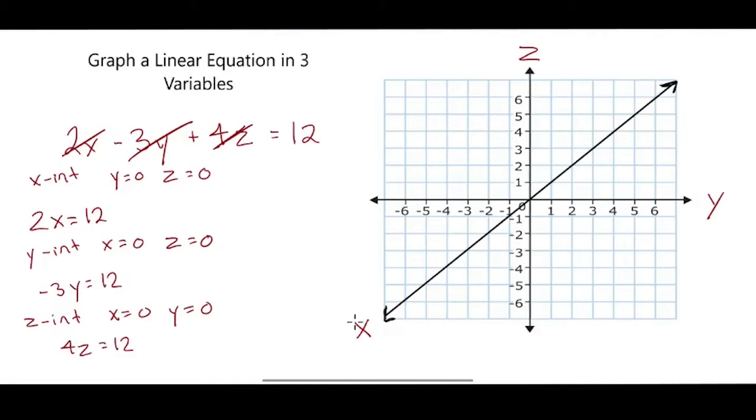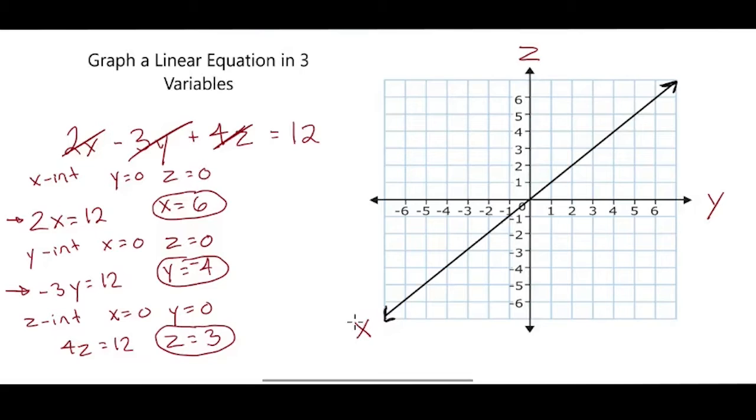Well, if I solved each of these, the first one here for my x-intercept, I'd divide both sides by 2, and I see that x is equal to 6. For my y-intercept, I'd divide both sides by negative 3, and I see that y is negative 4. And then for my z-intercept, I divide both sides by 4, and I see that z is equal to 3. So I now have an x-intercept, a y-intercept, and a z-intercept.